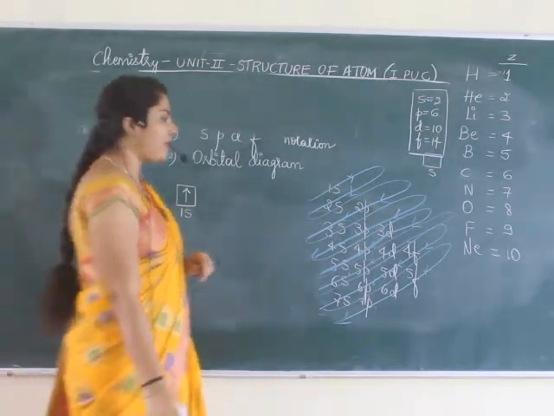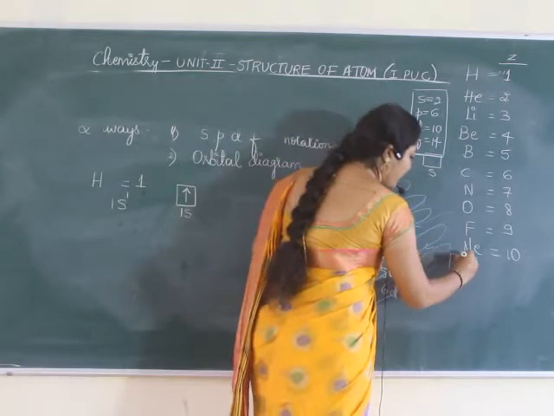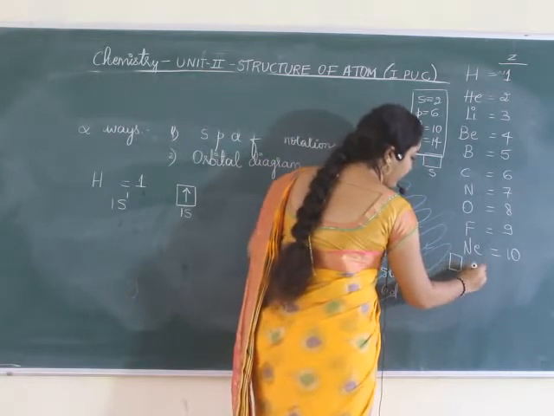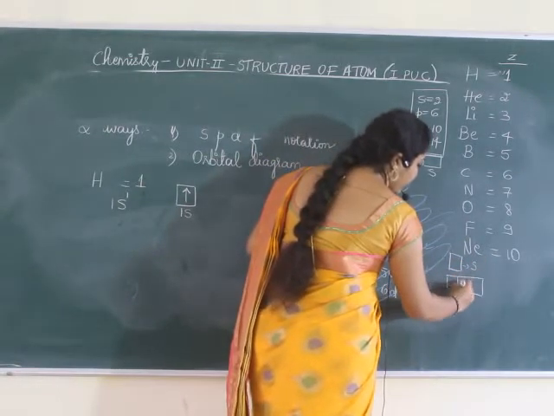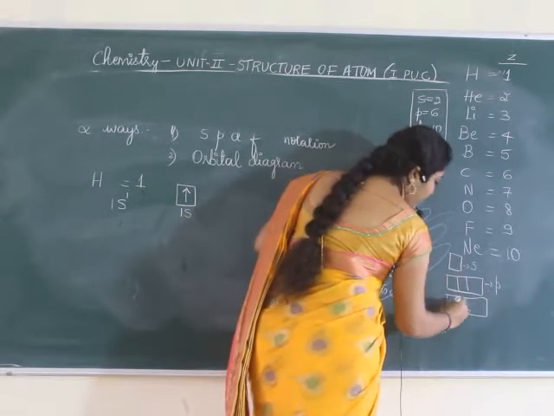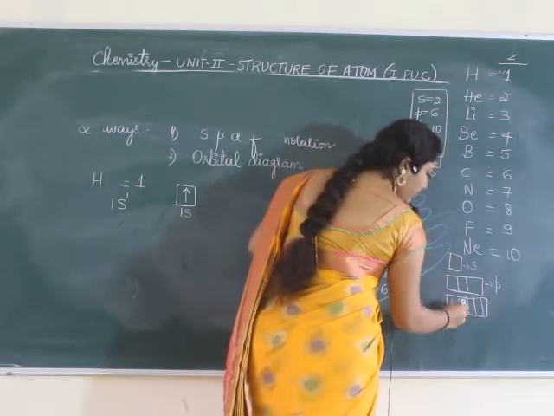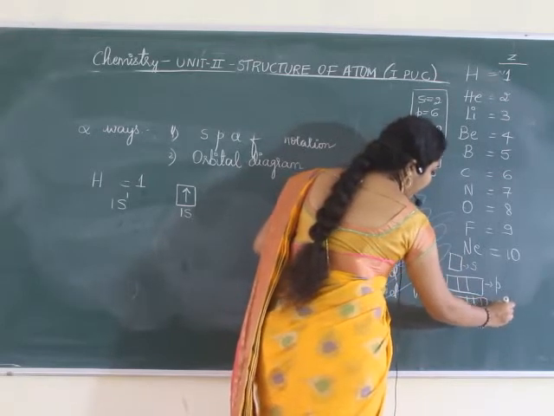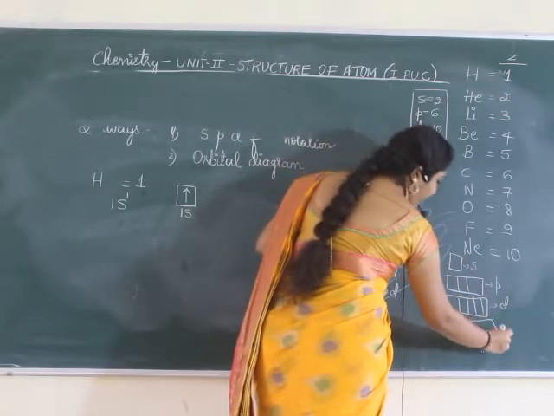Hope it is clear. Remember this also. S means you denote it this way. P means with 3 orbitals. D means with 5 orbitals. F means 7 orbitals.